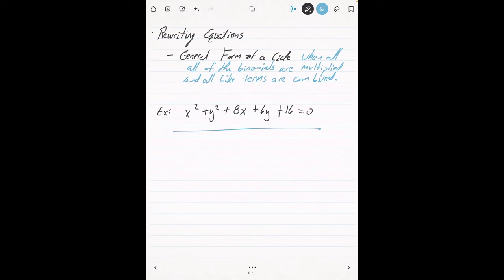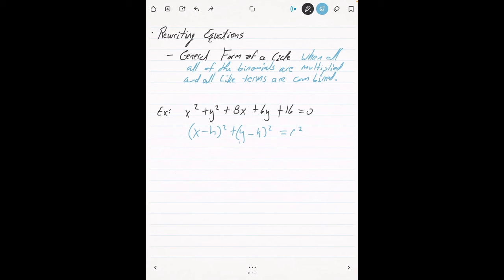Here, for example, is the general form of a circle. Originally, there was some (x minus h) squared plus some (y minus k) squared equaling some radius squared. But when they actually multiplied out these binomials and combined any like terms, they got this equation. What we want to do is be able to switch back into this very nice standard form, because the standard form tells us where the center is and how big the circle is. That tells us a lot more information than this does. This doesn't really tell me any information at all.